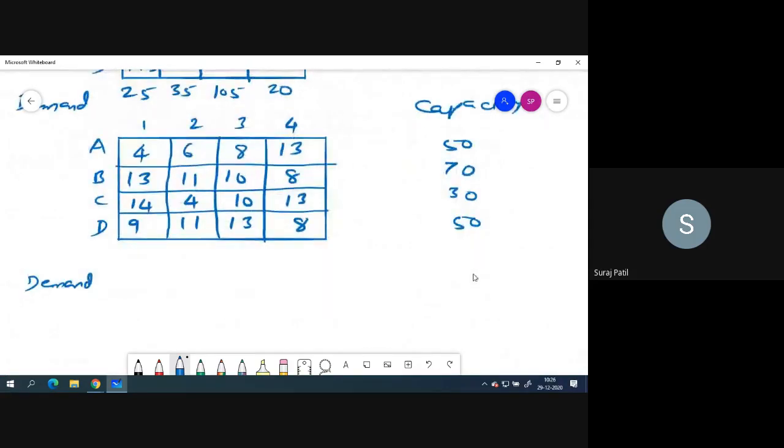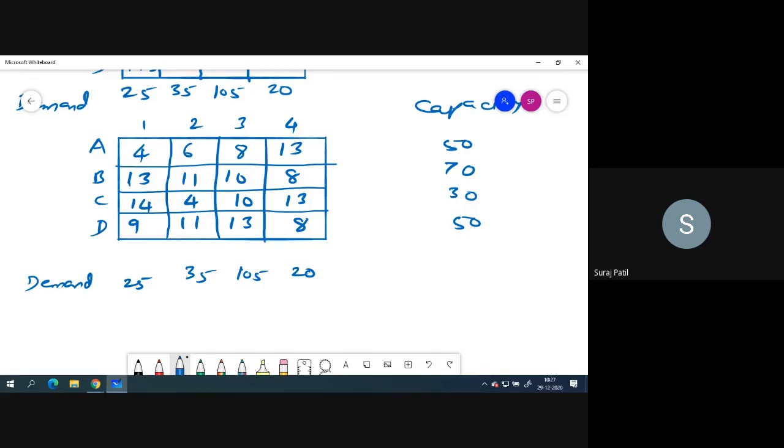And demands are 25, 35, 105, and 20. Sorry, 105 and 20. So the first and foremost thing, you need to check whether supply is equal to demand, that is, whether capacity is equal to the demand value.